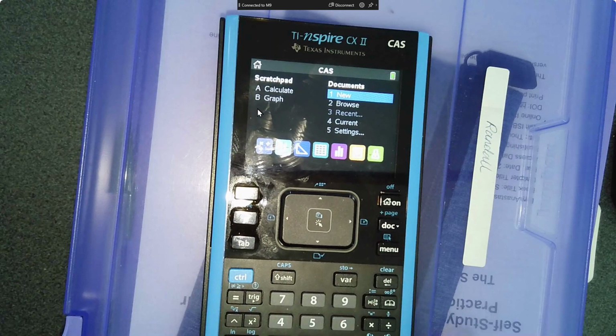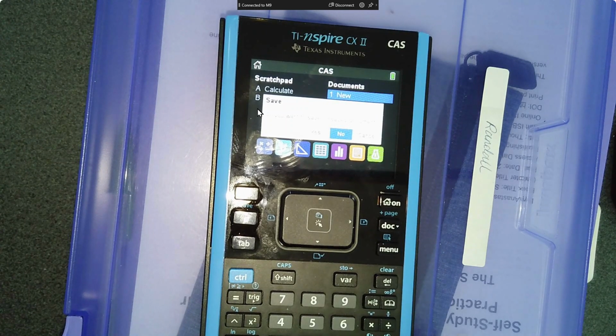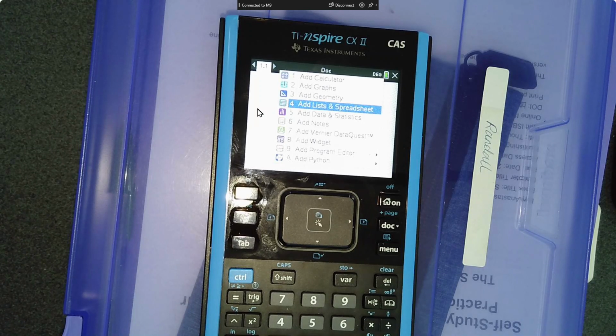If you've never done this before, please follow along very carefully. We are doing linear regression. Okay, so you want to go to New Document from the main menu. And when you get the option, you will want to select option number 4, Lists and Spreadsheets. So I'll write this on the whiteboard for you. Alright, so do that.